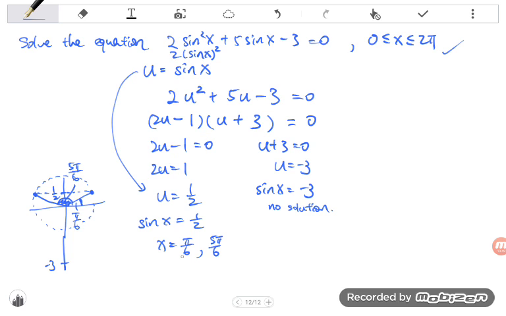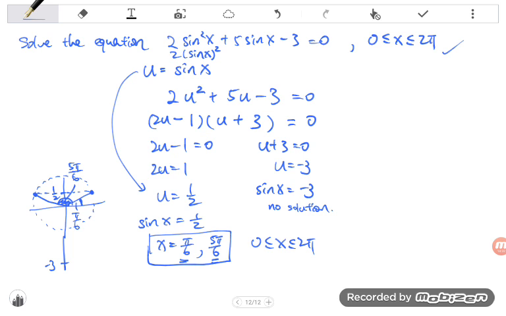Now let's check if my pi over 6 and 5 pi over 6 are within this 0 to 2 pi boundary. And they are, right? They are within the boundary. So my x could be pi over 6, and it could also be 5 pi over 6. All right. Again, please feel free to rewind the videos. Okay. Questions like this are pretty common, and we need to know how to do them. Okay. We need to know how to solve them.